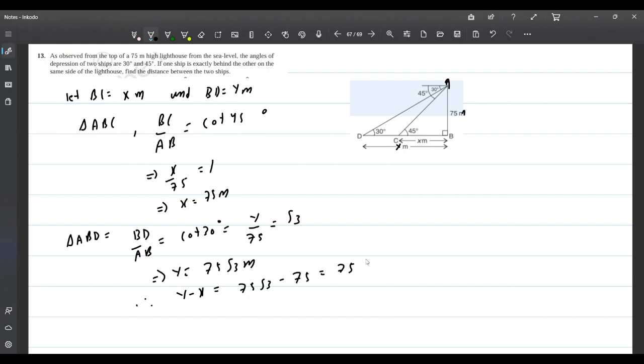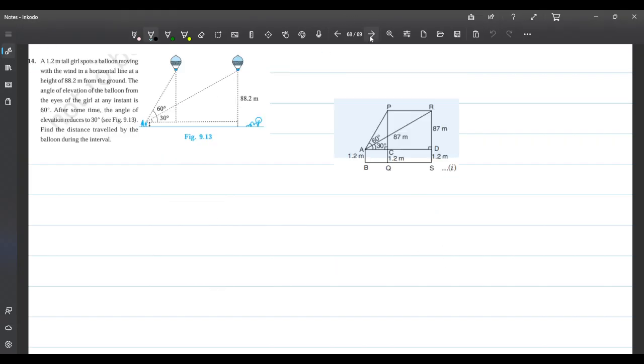So if we take out the common 75, what we have left is 75 into under root 3 minus 1 meter. Now move to the next question.